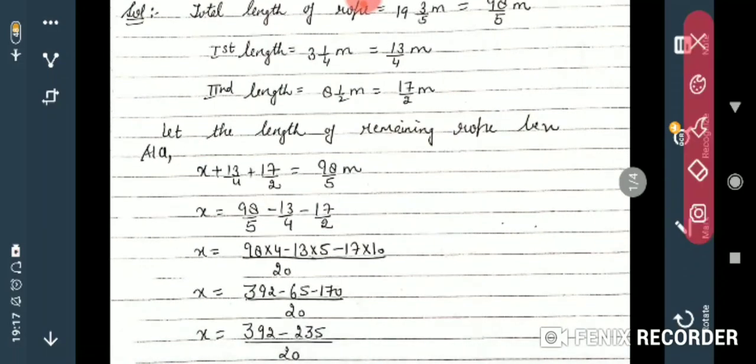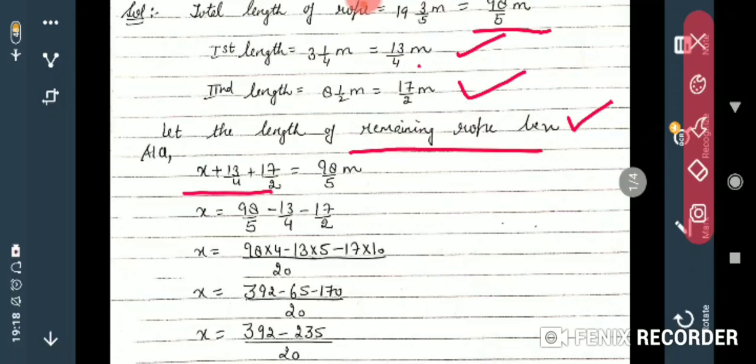So, let the length of the remaining rope be x, because we don't know how much rope is left. As you know very well, if I add the length of the first rope, the length of the second rope as well as the length of the remaining rope, what will I get? I will get the length of the total rope. For example, x plus 13 by 4 plus 17 by 2, these three combined. If we add these three lengths of rope, what will we get? 98 upon 5 meter. What is this? Total length of the rope.